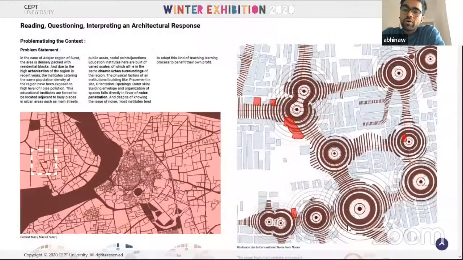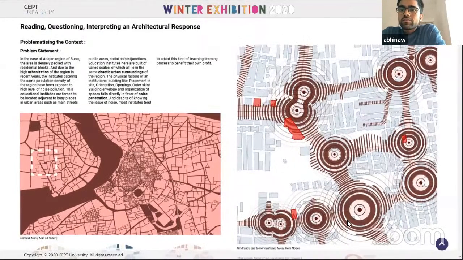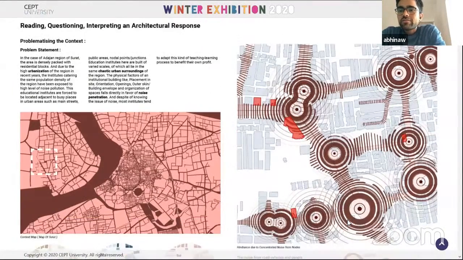So basically the studio started with an exercise of problematizing the context. As we were in a pandemic situation, locked at home, we started working on our own locality. In this project it was Surat. So he started working on a nearby locality of 800 by 800 meter area.